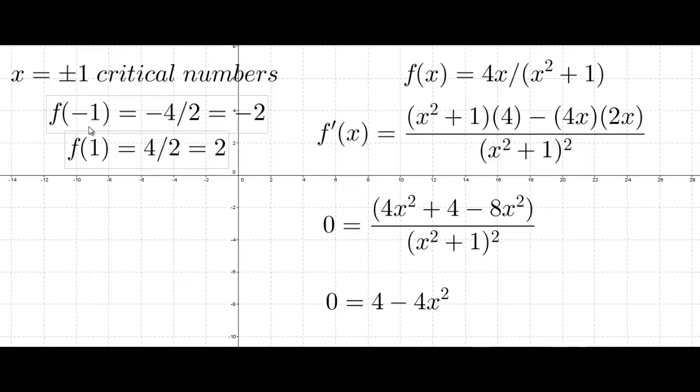The function has a value at -1 of -4 over 2, or -2. The function at 1 has a value of 4 over 2, or 2. We know that f of -1 is going to be the relative minimum of the function. F of 1 is going to be the relative maximum, because relative minima and maxima must occur at critical numbers where the derivative is 0, as it is in this case, or fails to exist.